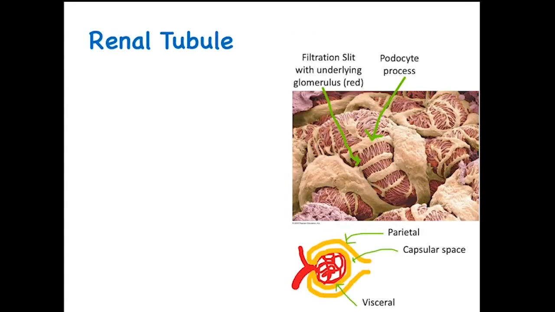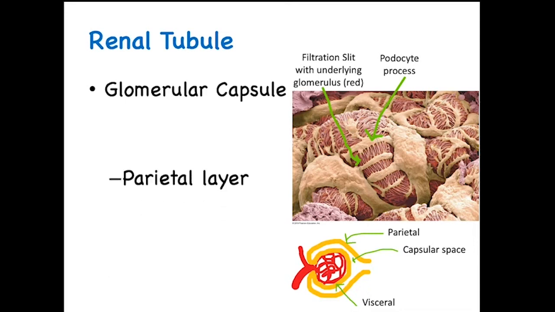The second main structure of the nephron is the renal tubule. The renal tubule consists of different sections. The section closest to the glomerulus is called the glomerular capsule or Bowman's capsule. It surrounds the glomerulus and consists of two layers. Refer to the figure that I've drawn at the bottom right of this slide.